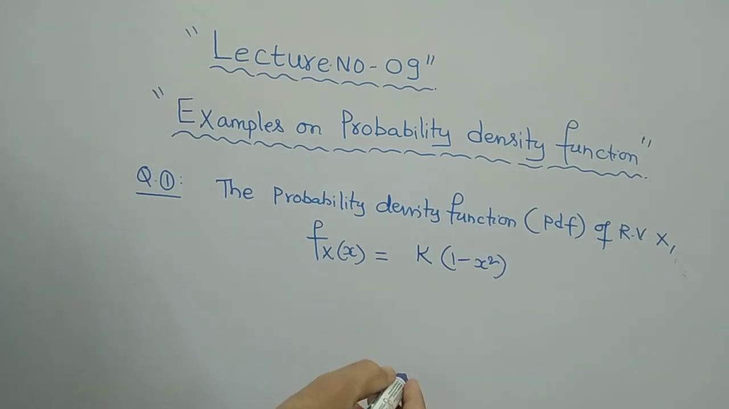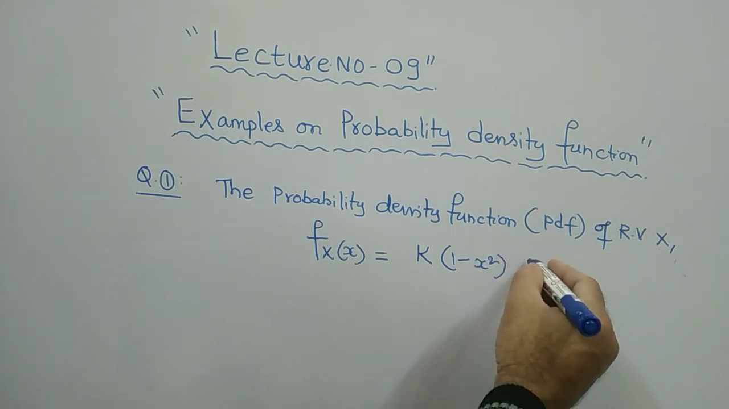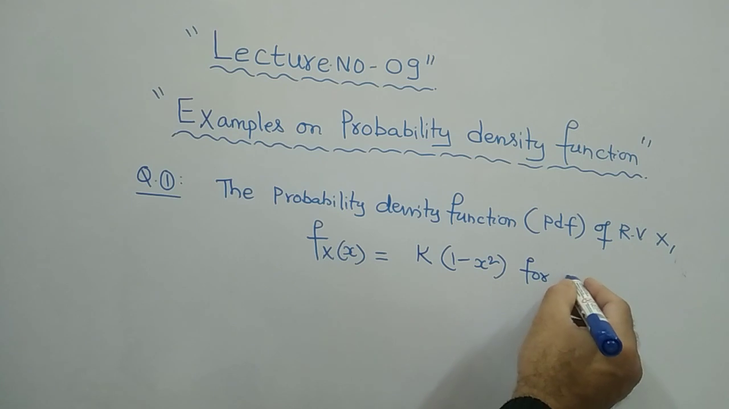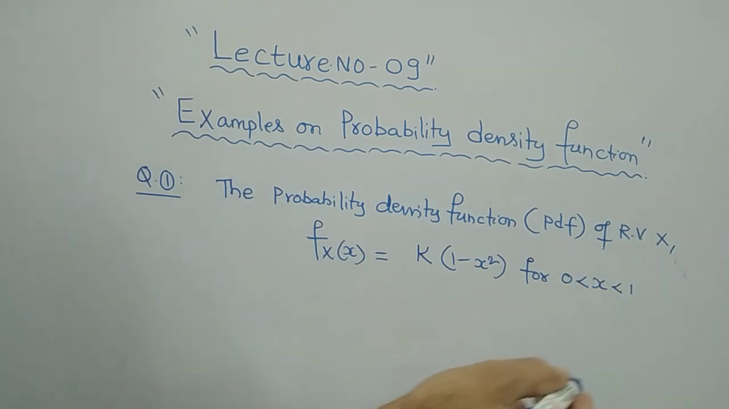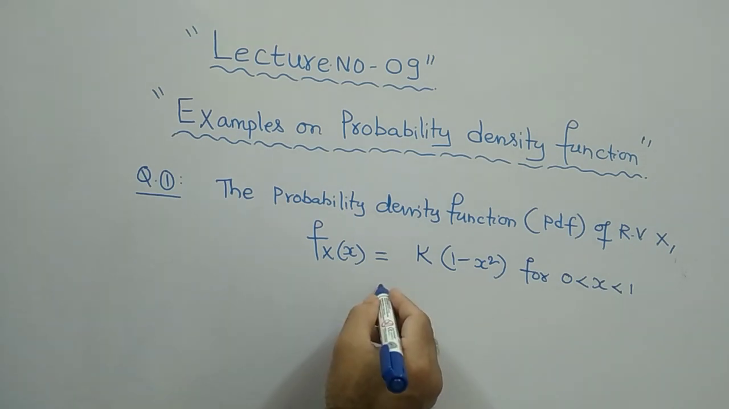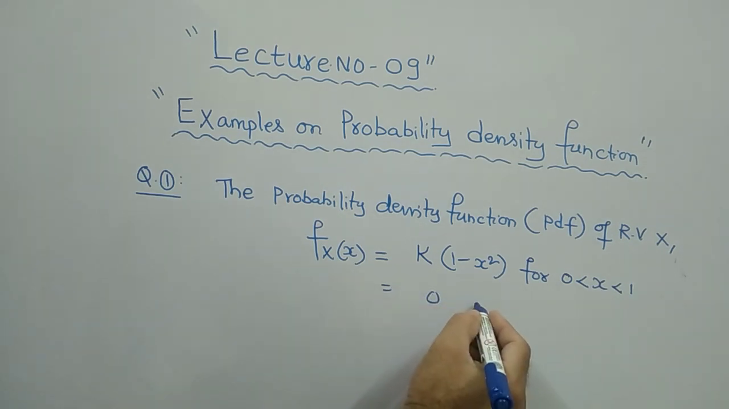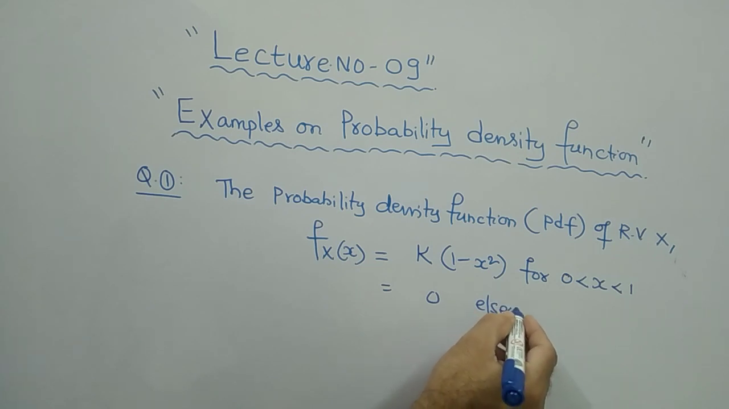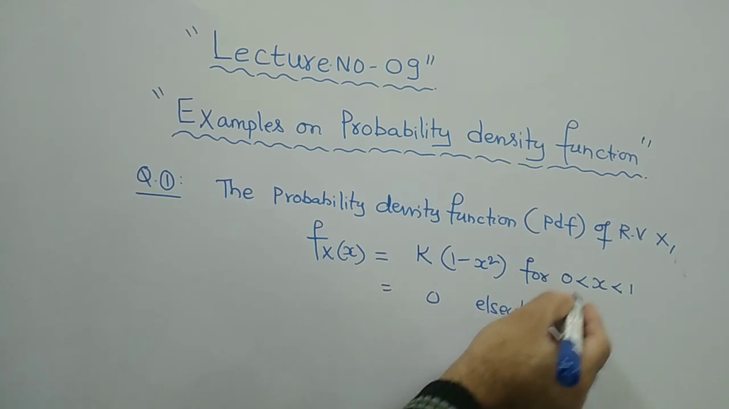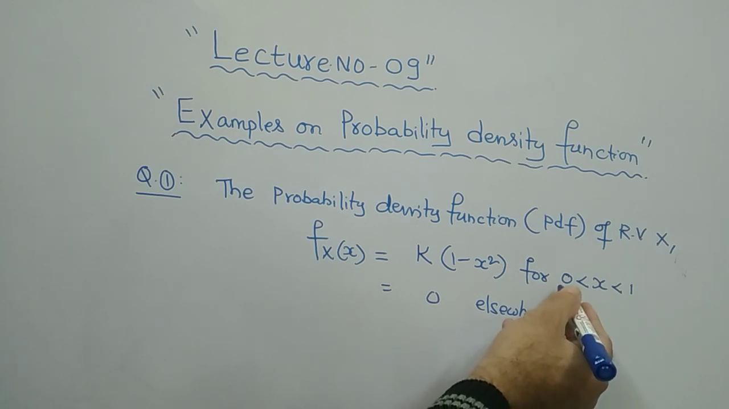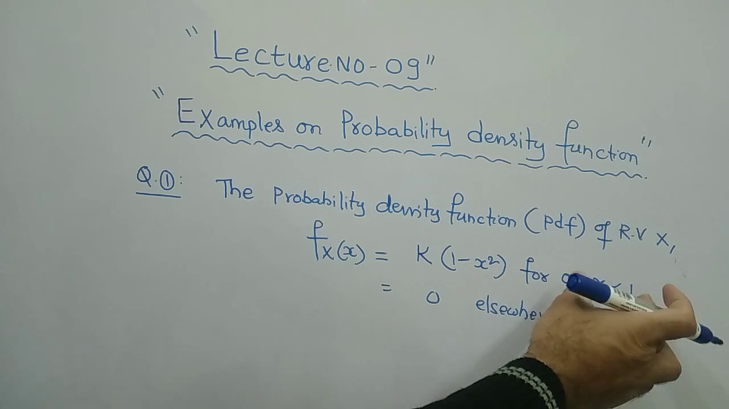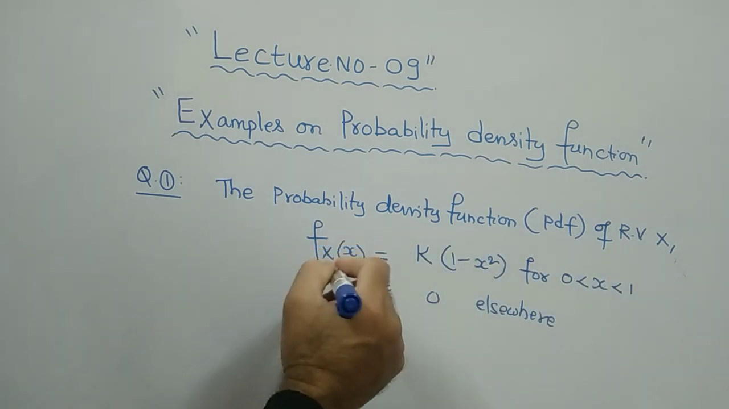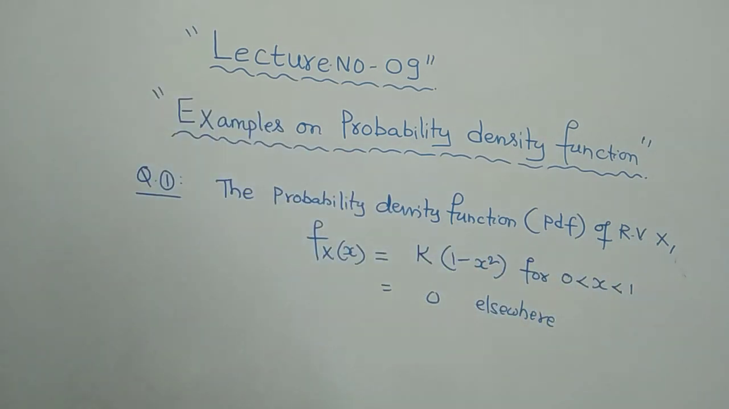The function is given like this: k into 1 minus x square, for 0 less than x less than 1. It is 0 elsewhere, which means other than this interval, below 0 and above 1, the function f of x becomes 0. That is the meaning of it.